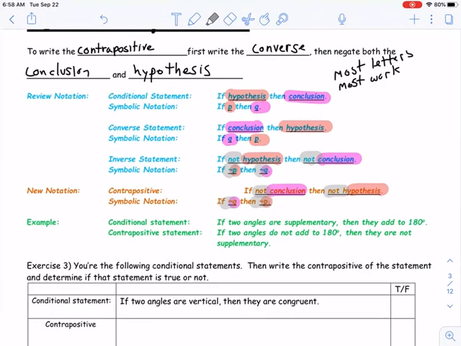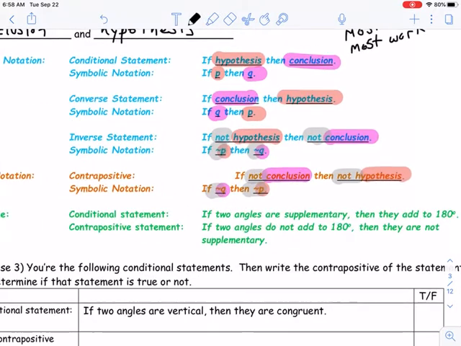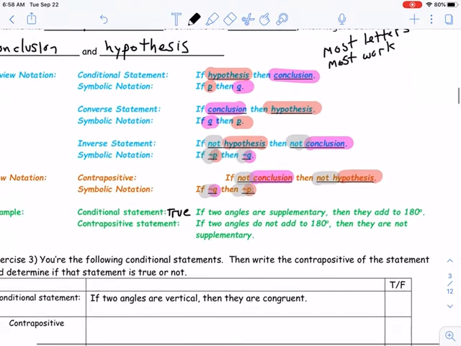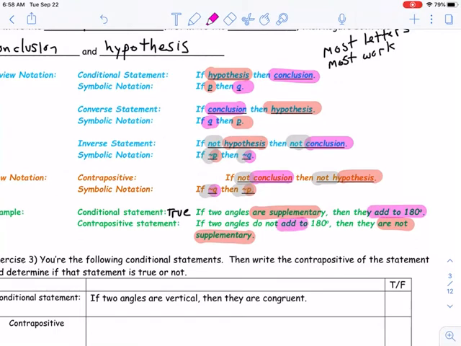Anywho, here's an example. We've seen this example several times. The conditional statement: if two angles are supplementary, then they add 180 degrees. That is clearly true. Now here's the contrapositive form. First let me get my highlighter out. So see how we're already swapping the order? But then there's the nots integrated in there. So if two angles do not add 180 degrees, then they are not supplementary.